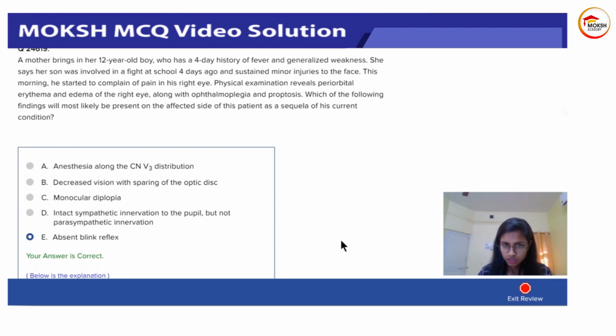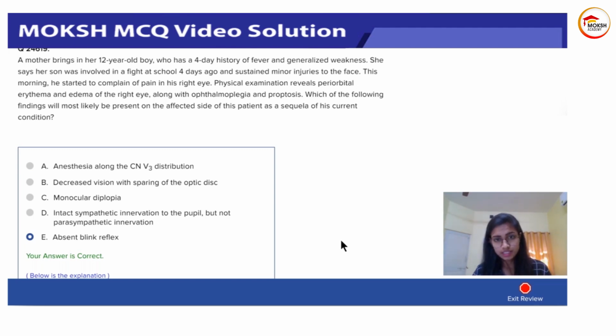of his current condition? So first we have to diagnose what this patient has, then we have to think about what the complication is, and then we have to answer this question, because they are asking what finding this patient will most likely have as a consequence of his current condition. That means the complication of what he is having right now is what is causing one of these answers, right? And that is the absent blink reflex.